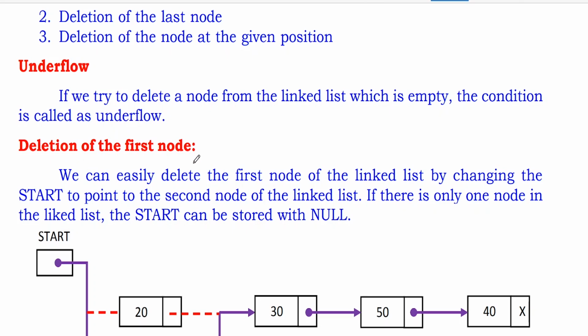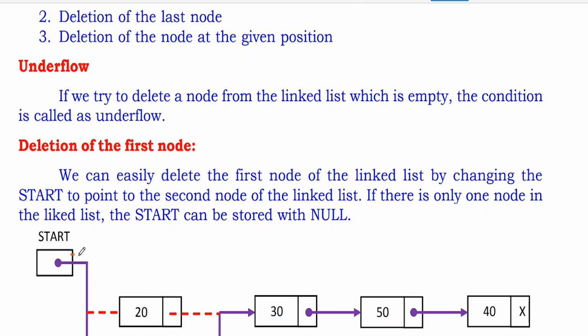So, deletion of the first node. We can easily delete the first node of the linked list by changing the start pointer to the second node of the linked list. If there is only one node in the linked list, the start can be set to null. So now this is, I think, very simple. This is how they have given an example of deletion.